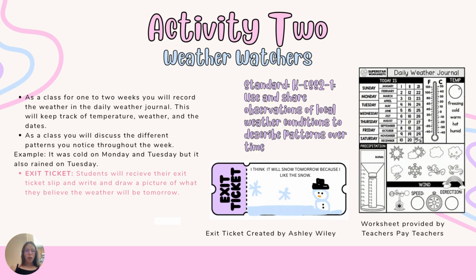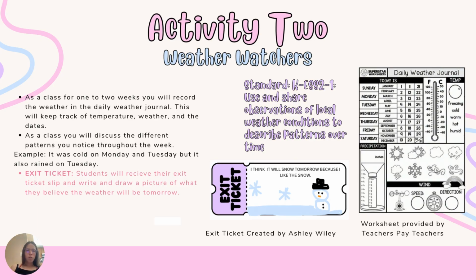On to the second activity, which is weather watchers. So the standard that is being addressed is K-ESS2-1. Use and share observations of local weather conditions to describe patterns over time. So the worksheet that will be used in this activity is called the Daily Weather Journal, as you can see on the right. That was provided by Teachers Pay Teachers.